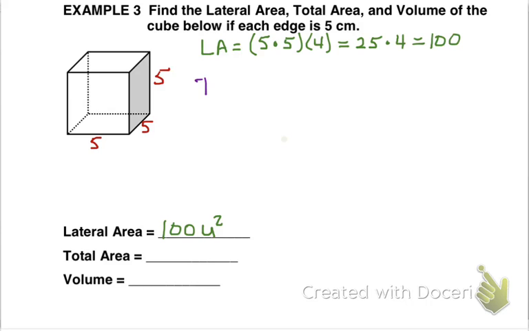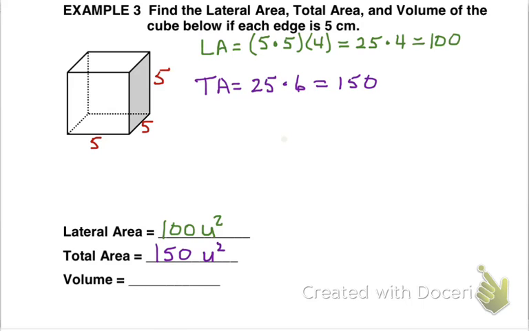Now to find the total area, we will use that lateral area and add to it the areas of the 2 bases. But since all the faces have the same area, there are 6 faces in this cube with an area of 25 square units each. So in this case, the total area is 25 times 6, or 150 square units.